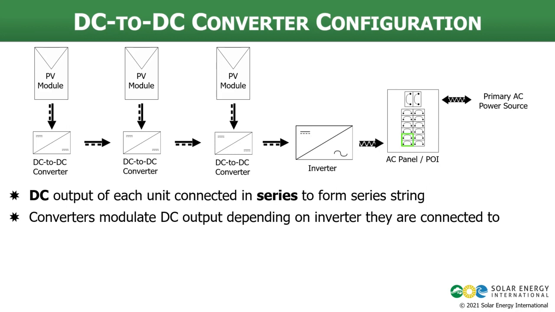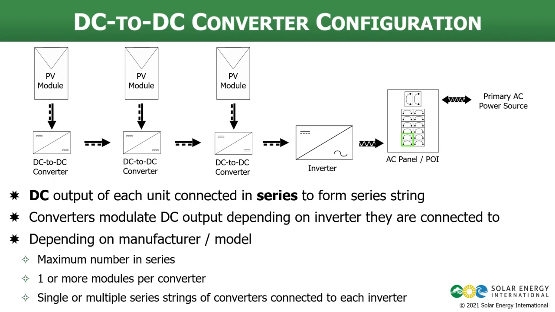So make sure in this case and in every case that any equipment that you're using together is rated and is compatible to work together. Depending on the manufacturer and the model of converter that you're using, there will probably be a maximum number that you're allowed to connect in series. That also will be found either on the specification sheet or in the installation manual for that converter. And we're usually going to see one or more modules connected to each converter. 1 or 2 is most common. Sometimes there could be 3, maybe more, depending on the equipment.